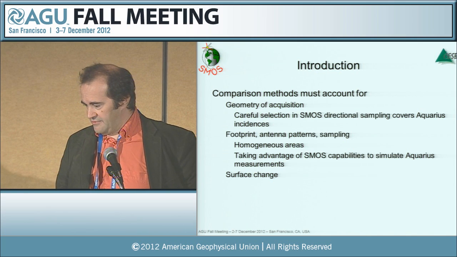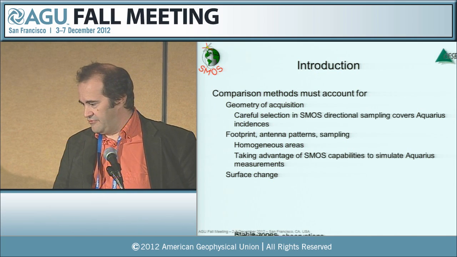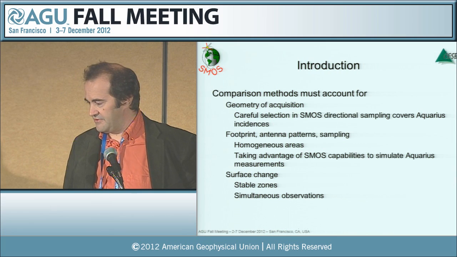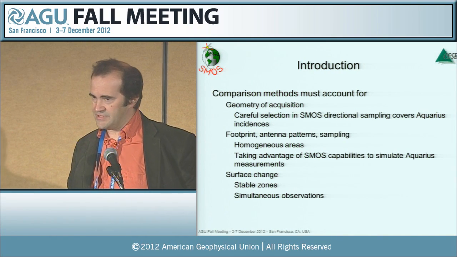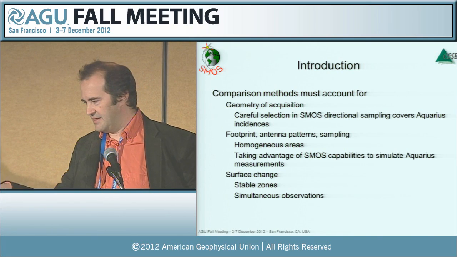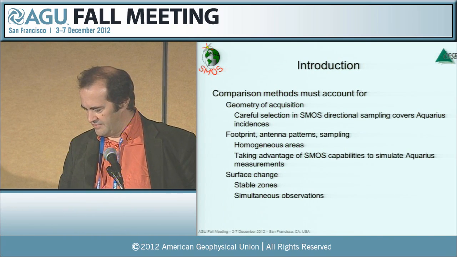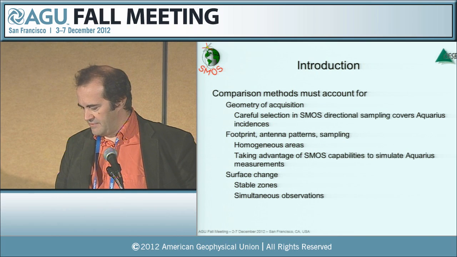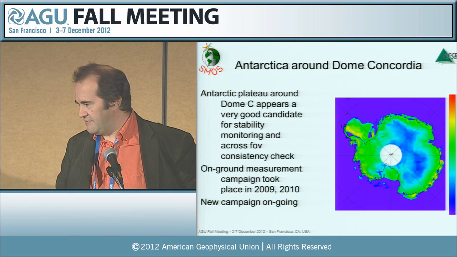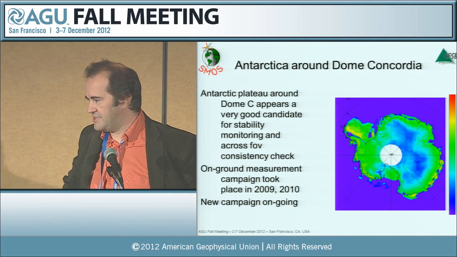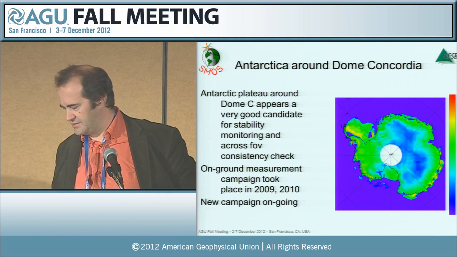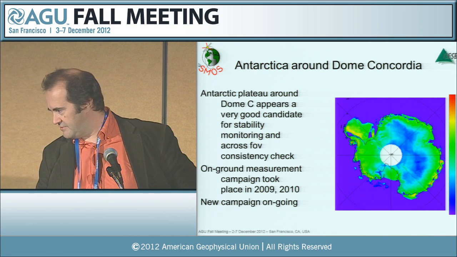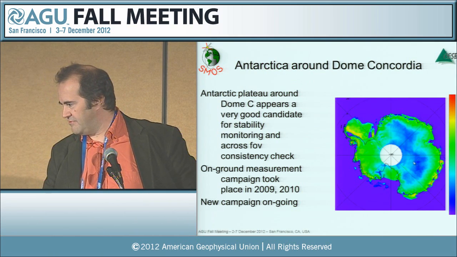And the other one is the surface change. Here again, we have 2 solutions for this. One is to select a stable zone, and the other one is to select simultaneous observations, and I will be back on this later on. Talking about stable zones, we have one very good candidate, which is the Antarctica plateau around Dome Concordia, which sits... do I have a mouse? Yes, which is somewhere around here.